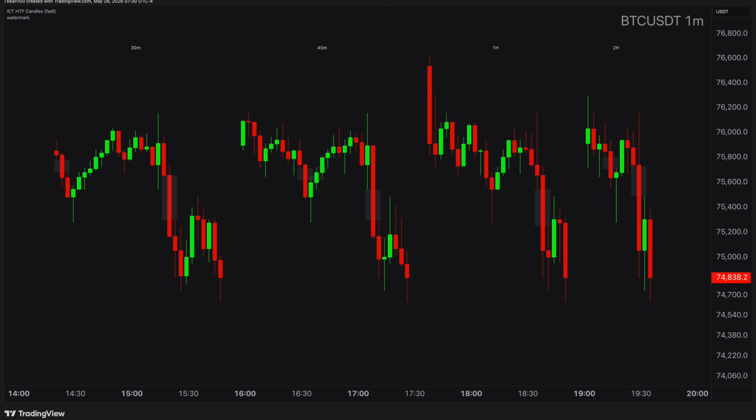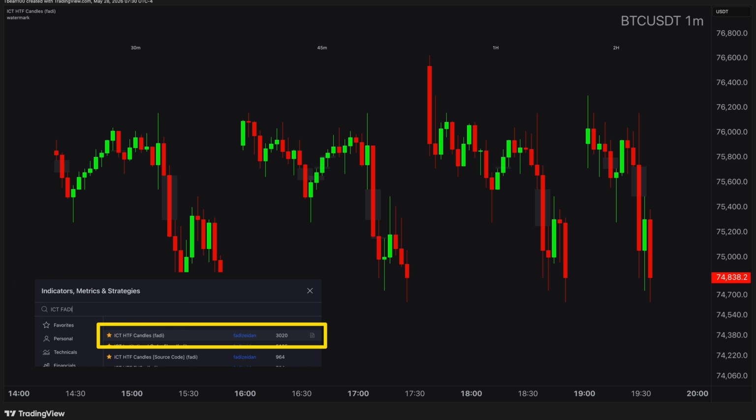Recently, while I was reviewing Bitcoin, I suddenly noticed an amazing setup beginning to form. But how did we actually identify this setup? It all comes down to a free, simple indicator that we've been using for years by now. This indicator is called the ICT High Time Frame Candles Indicator.